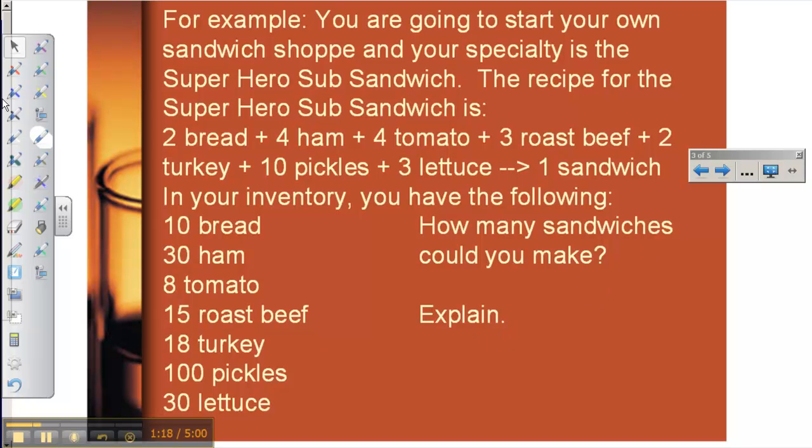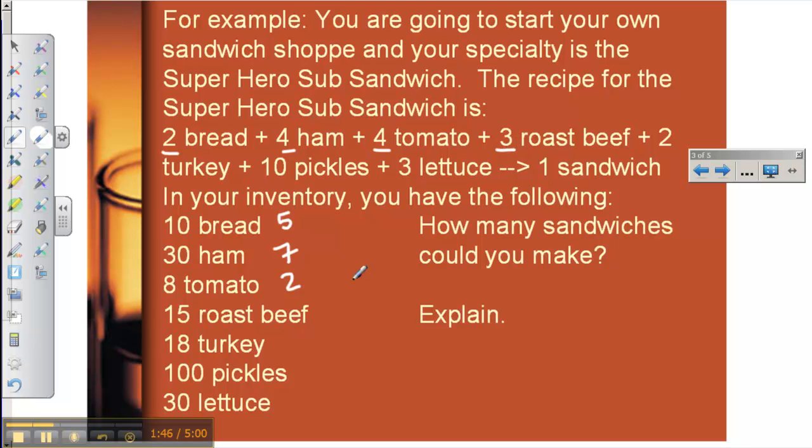All right, so if we looked at each thing individually, if we have 10 slices of bread, we could make 5 sandwiches because each one takes 2. If we had 30 pieces of ham, we could make 7 sandwiches because each one takes 4 slices of ham. And we would have some left over. We have 8 slices of tomato. Well, it takes 4 for the sandwich, so we could only make 2 sandwiches.